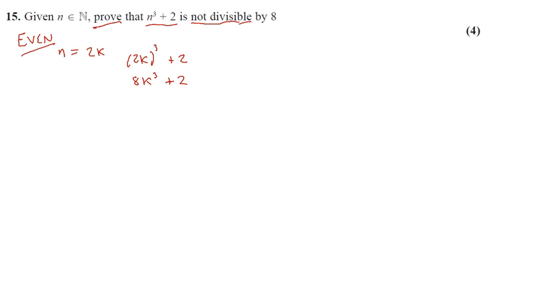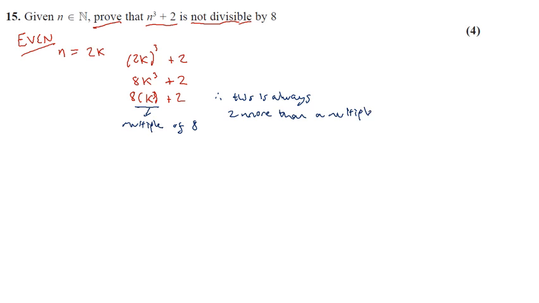Now, some of you got this, but you need to be really specific about why this is not divisible by 8. So I'm just going to take out 8 as a factor of the first term and write it like that. Now I'm going to make it super explicit: multiple of 8. Therefore, this is always 2 more than a multiple of 8. So not divisible by 8.